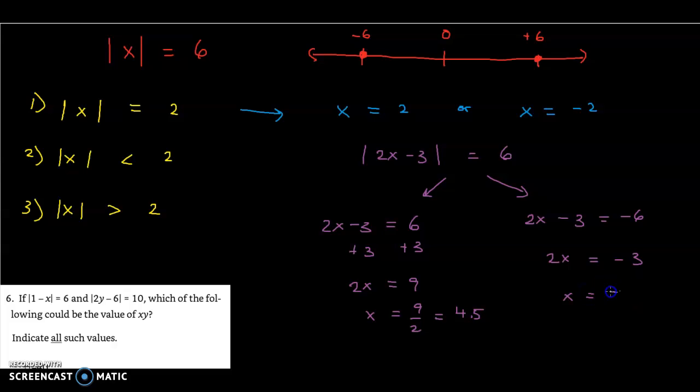X is equal to negative 3 over 2, or is equal to negative 1.5. So these would be the 2 different values of x that would satisfy this equation. If I plug those into the bars here, the inside would become either positive 6 or negative 6. Either one of those fits this. Both of those numbers are exactly 6 units away from 0.